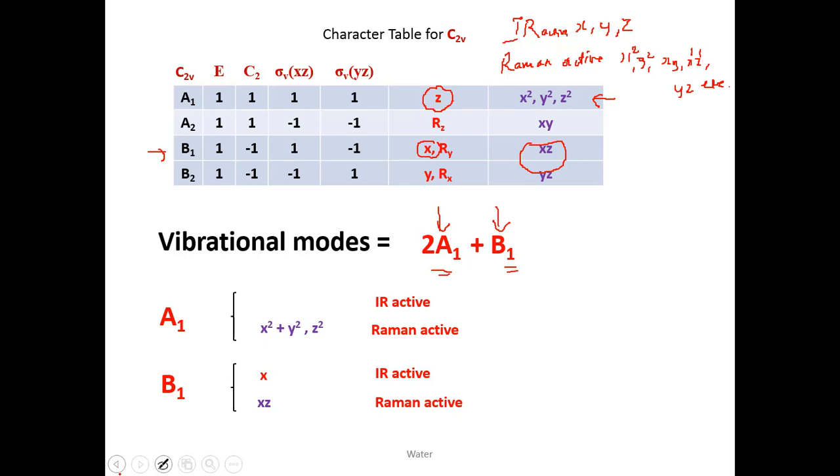Actually you find 2A1 and B1. This represents modes like symmetric stretching, anti-symmetric stretching, bending, etc.